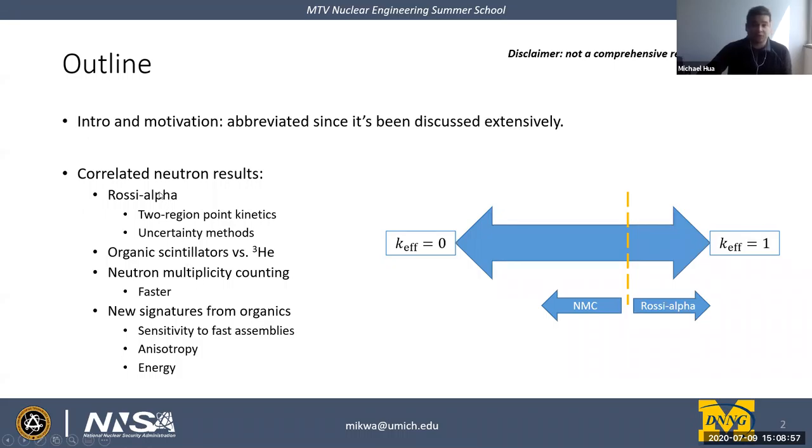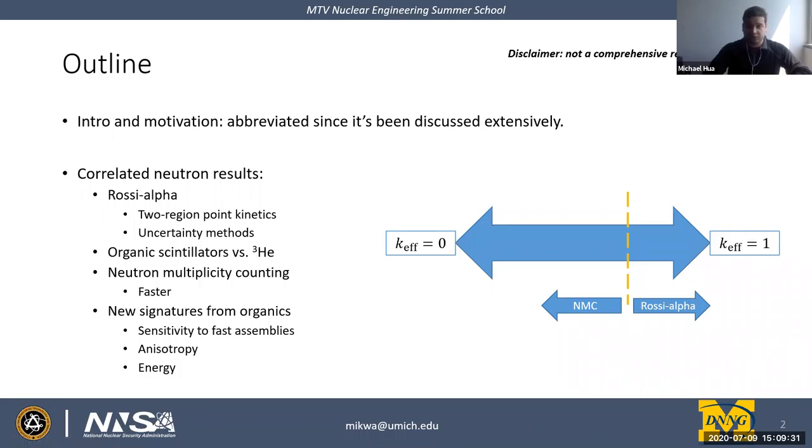Now, the relationship between Rossi alpha and neutron multiplicity counting is they're both neutron noise techniques. We're looking at correlated neutrons in time. When k-effective, or the multiplication or criticality, is low, we're going to use neutron multiplicity counting because we're looking at isolated events, isolated bursts of neutrons. And then as k-effective gets closer to one, so near or delayed critical, when there are overlapping fission chains, it's much harder to do neutron multiplicity counting because multiplets will overlap in time. It's much harder to distinguish them. So instead what we do is Rossi alpha analysis.